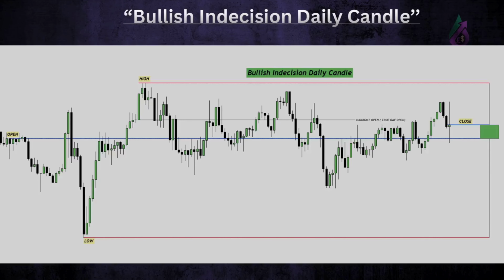Right guys, so now we have a bullish indecision daily candle. Now, this kind of day moves around a lot, but doesn't really commit in one direction. So you'll see price push higher, then pull back and do the same thing again. But by the end of the day, price hasn't made a clear statement. And there's some upside bias, but no real follow through. And that lack of commitment is what makes this an indecision day.